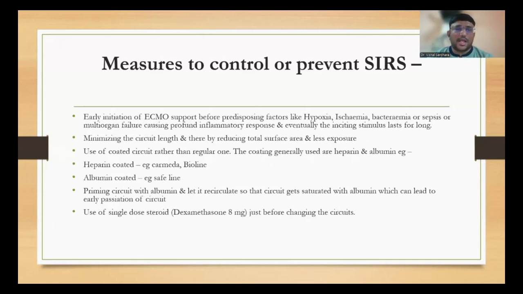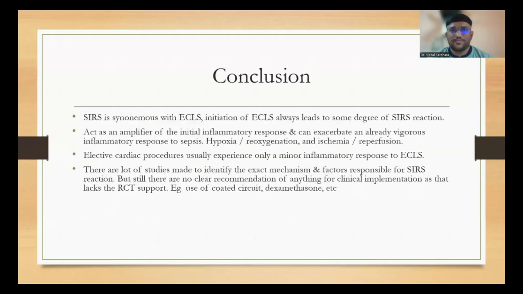Priming the circuit with albumin and letting it recirculate so that the circuit gets saturated with albumin, which can lead to early preservation of the circuit. So this is also one of the measures which we can do to reduce the SIRS. Use of a single dose steroid just before changing the circuit. So that is going to be helpful.